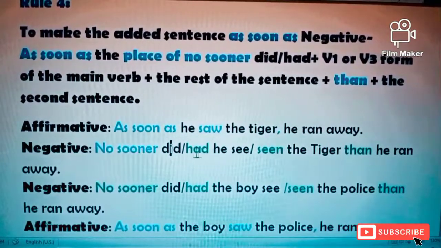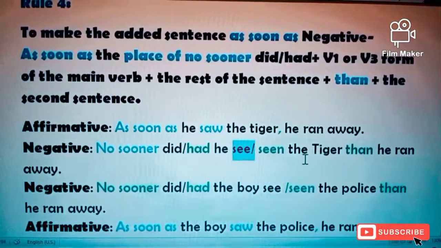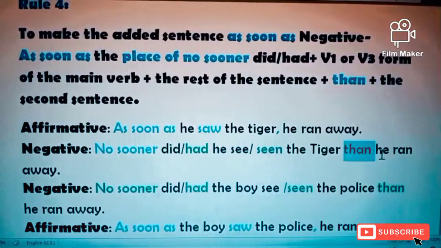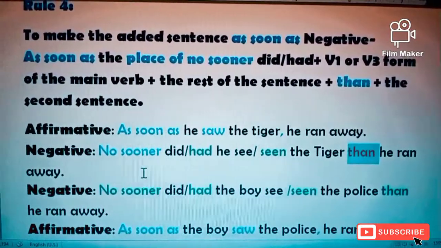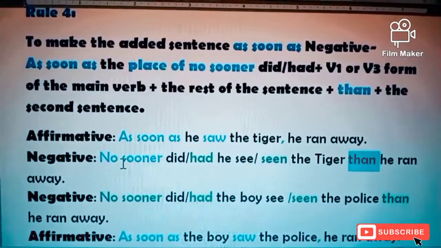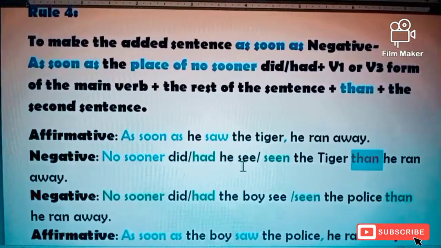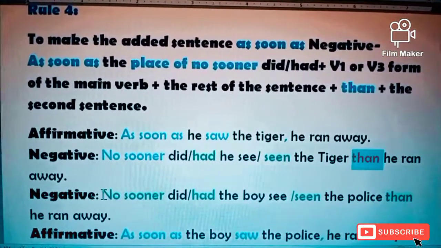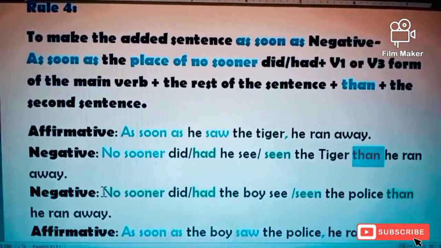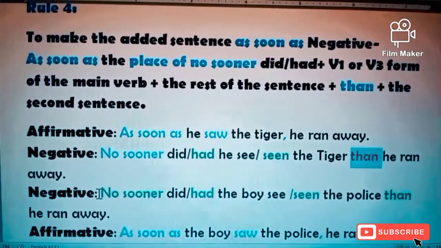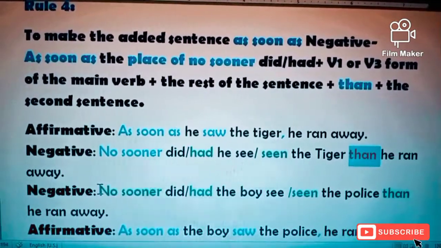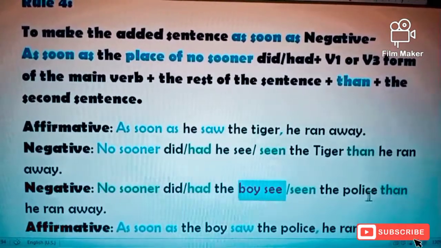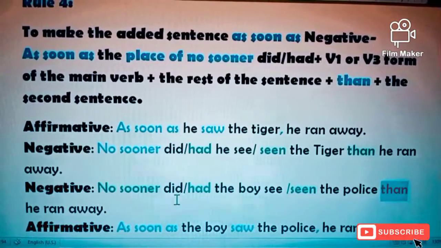No sooner did he see the tiger. Here, after the first clause, we have to use the conjunction "than": than he ran away. Or the same sentence we can rewrite: no sooner had he seen the tiger than he ran away. For better understanding, look at the second example. The second example in negative is: no sooner did the boy see the police than he ran away.